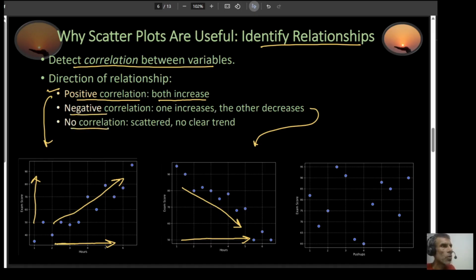Then there is no correlation. Over here, you can identify just by looking at the graph that there is no correlation between the number of push-ups a student can do and his exam score. So this is one of the applications of scatter plots. You can find if there's any positive, negative, or no correlation between two variables.